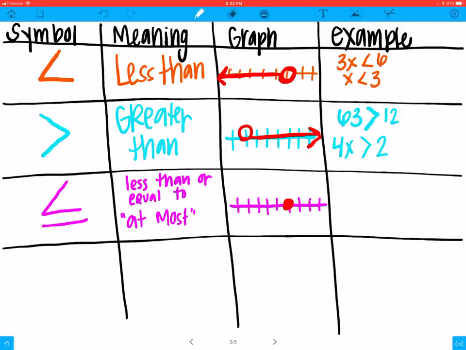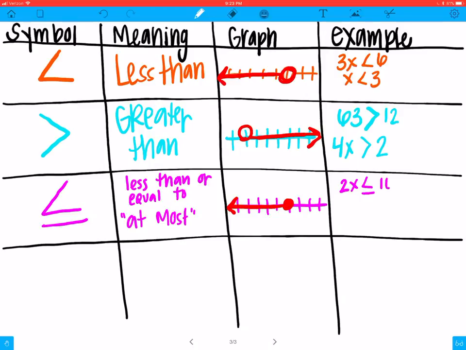When I graph this one, I will have a circle and it'll be filled in. It's still going to go to the left, but the circle is different. It's filled in. It's saying, hey, this is a number we could keep. Like I said, when I'm having 4 pets, I should have at most 4. So 4 or less than.